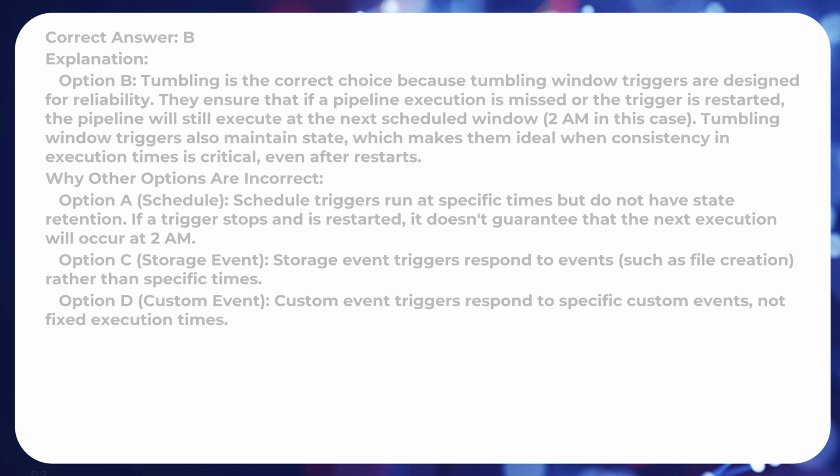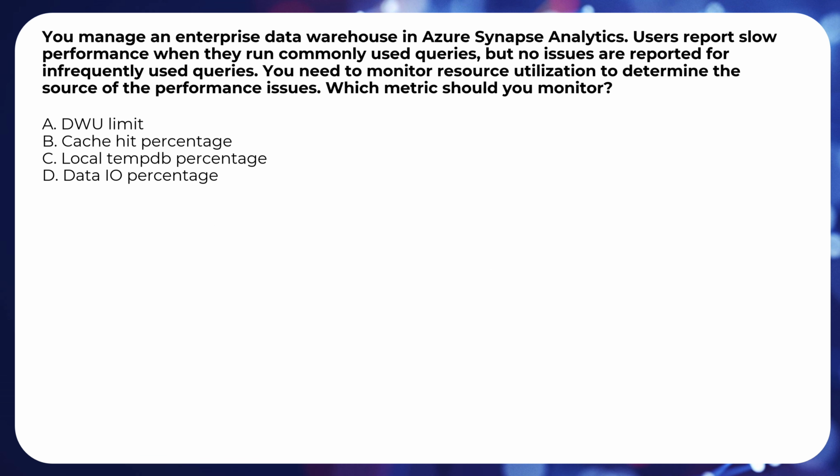You manage an enterprise data warehouse in Azure Synapse Analytics. Users report slow performance when they run commonly used queries, but no issues are reported for infrequently used queries. You need to monitor resource utilization to determine the source of the performance issues. Which metric should you monitor?